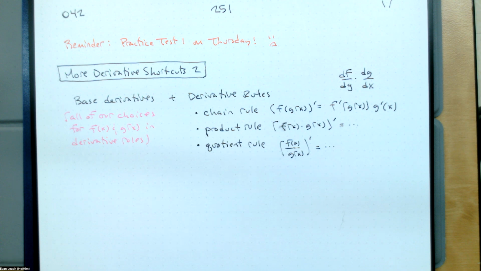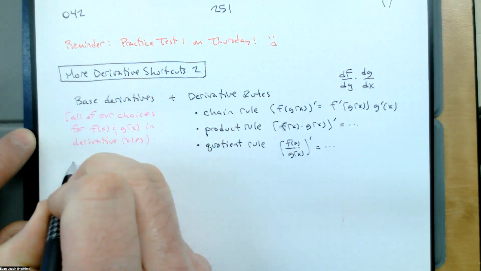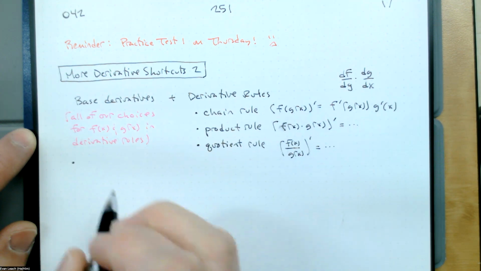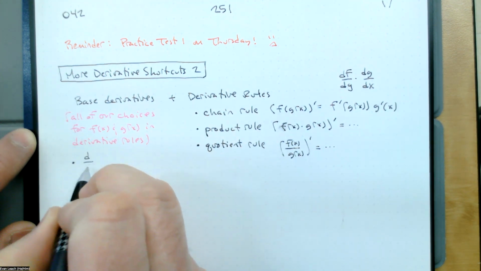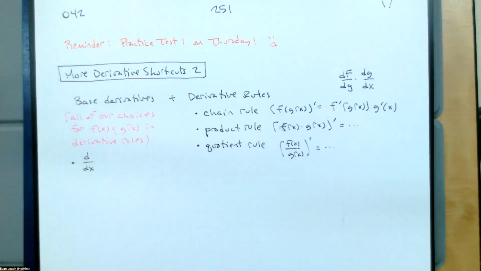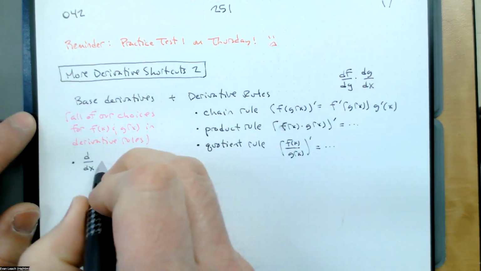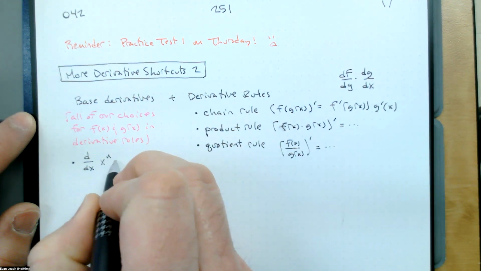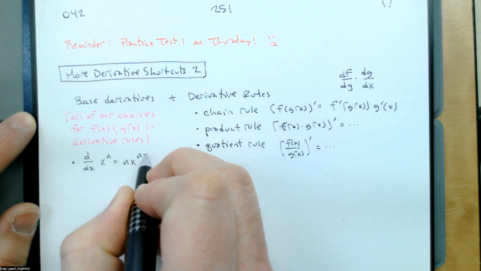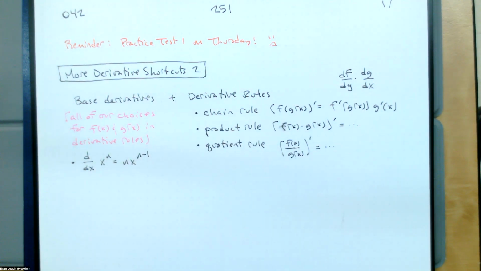Right now, we only have one in the category of base derivatives. That's why our derivatives yesterday were pretty straightforward. We have nx to the n minus 1. I'm going to start writing these in with our Leibniz notation. Remember, if I just write d over dx, it's like d blank over dx. This says take the derivative with respect to x of whatever I write next. So the derivative of x to the n is nx to the n minus 1. And we got a lot of mileage out of this.